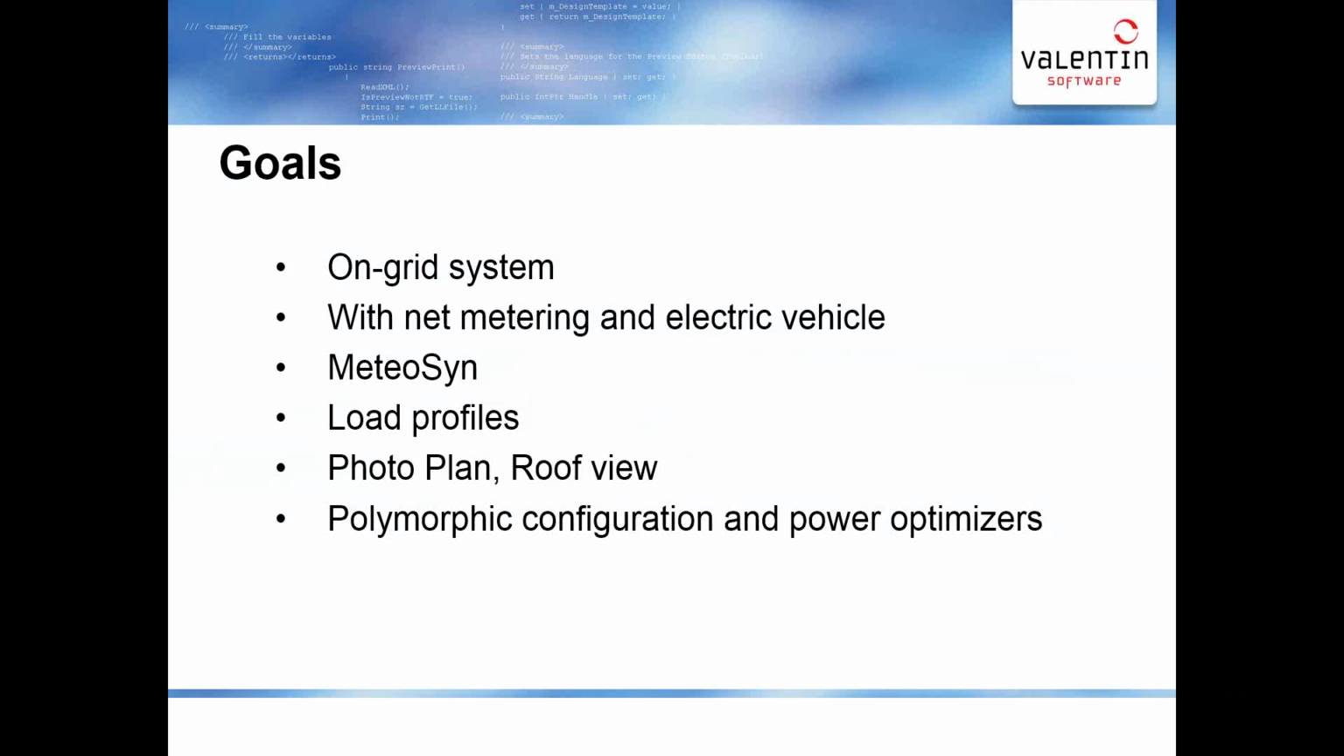There are different ways to determine the number of modules which you can place on a roof. One is the so-called photo plan. For that, you need a digital image and the reference measurement, and then you can find out how many modules have place on your roof. The second option is the so-called roof view. It's an overview of the roof, and here you have to enter the dimensions of the roof.